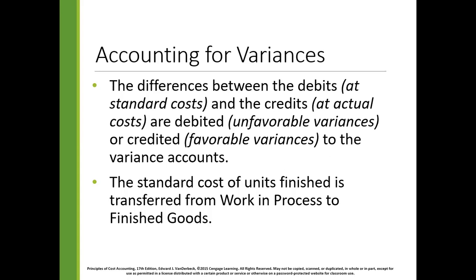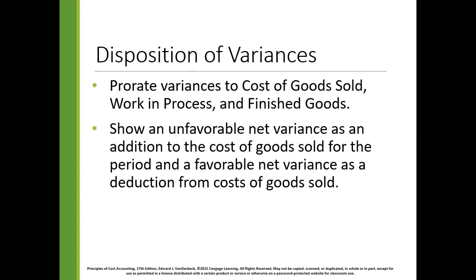And again, what ends up happening if we have an unfavorable variance, it ends up increasing our cost of goods sold. If we have a favorable variance, that decreases cost of goods sold. And so that's what it's showing here. Prorated variances to cost of goods sold, work in process, and finished goods show an unfavorable net variance as an addition to cost of goods sold for the period, and a favorable net variance as a deduction from cost of goods sold.